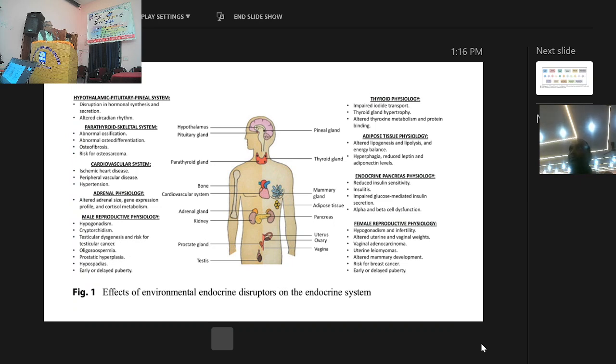Now, this is the effects of environmental endocrine disruptors on the endocrine system of the body.